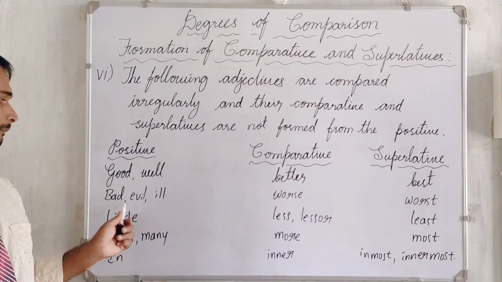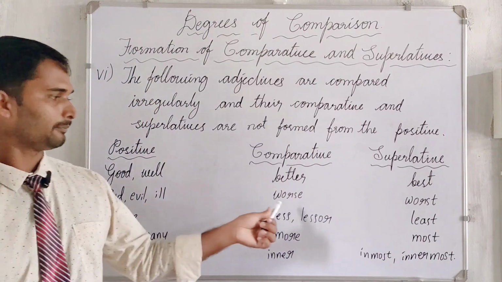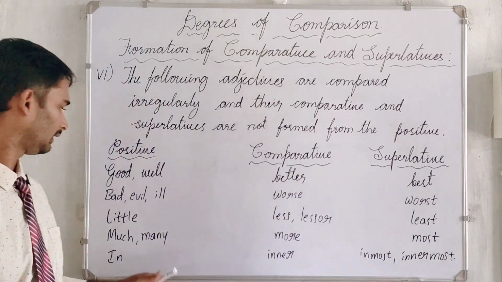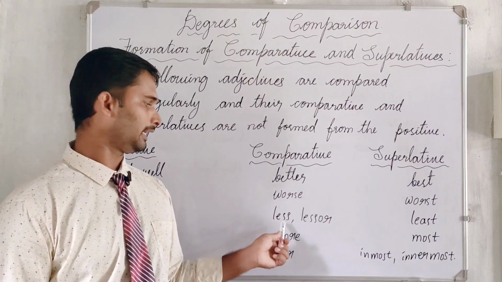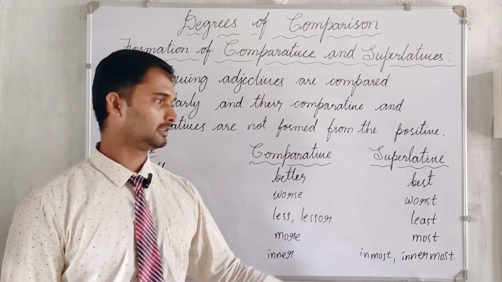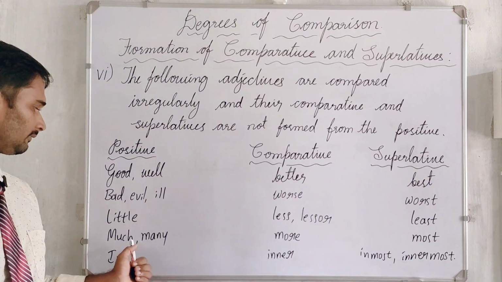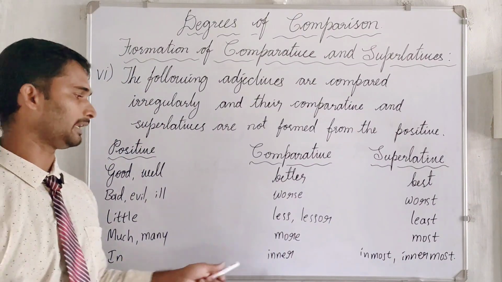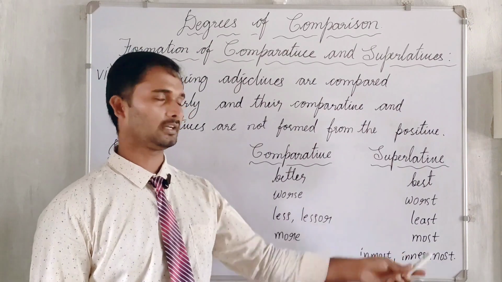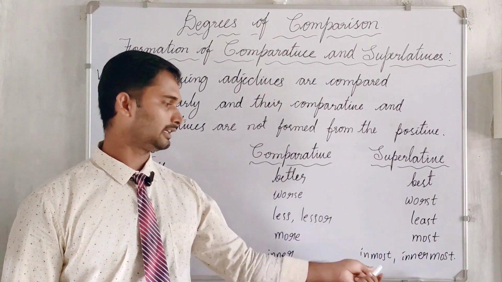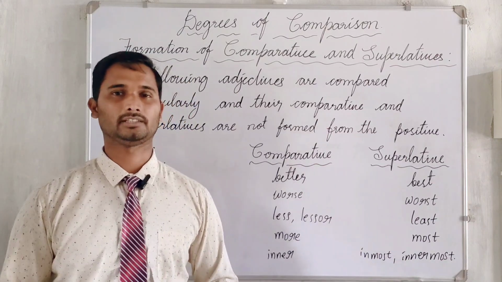Some more examples. Bad, evil, ill. The comparative form is worse and the superlative is worst. Little. The comparative is less or lesser and the superlative is least. Much, many. The comparative is more and the superlative is most. In, inner, and innermost or inmost is the superlative form.